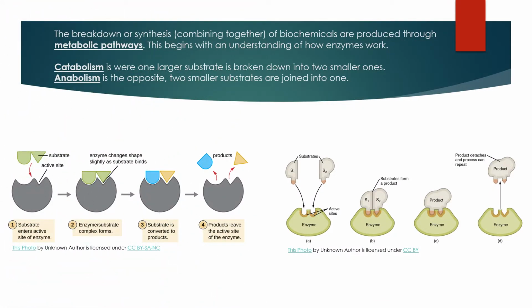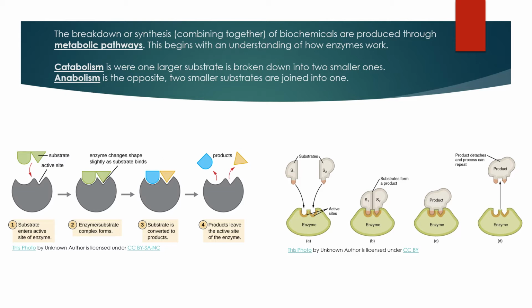As we've learned from our text, metabolic pathways are the breakdown or synthesis of biochemicals. To understand this a little bit better, we need to understand how enzymes work. First, you have catabolism, where there is one larger substrate that is broken down into two smaller ones. This actually releases energy into the system.